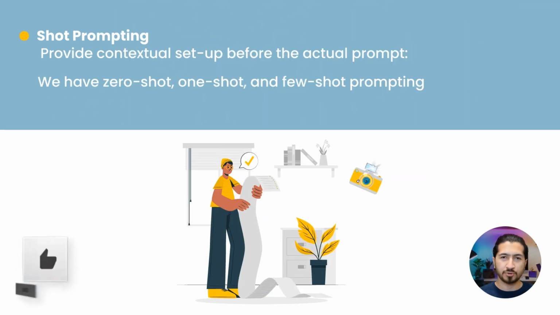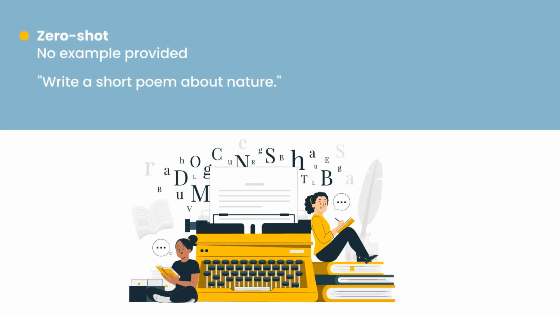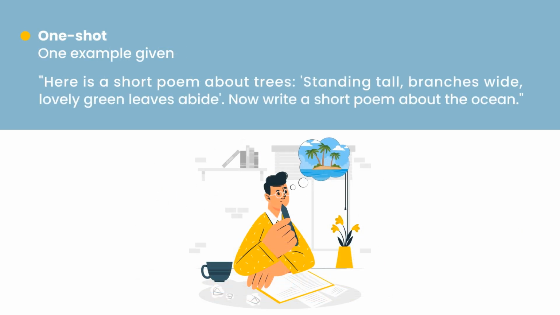We also have shot prompting. Shot prompting provides contextual setup before the actual prompt. We have zero shot, one shot, and few shot prompting. In zero shot prompting, we don't provide any examples. For example, write a short poem about nature. In one shot prompting, one example is given. For example, here's a short poem about trees, and then we provide a short poem. Then we continue. Now write a short poem about the ocean.